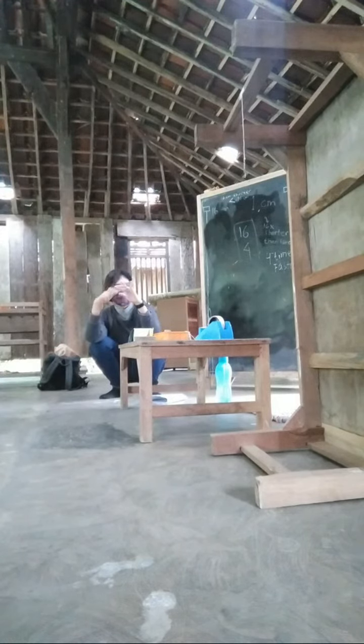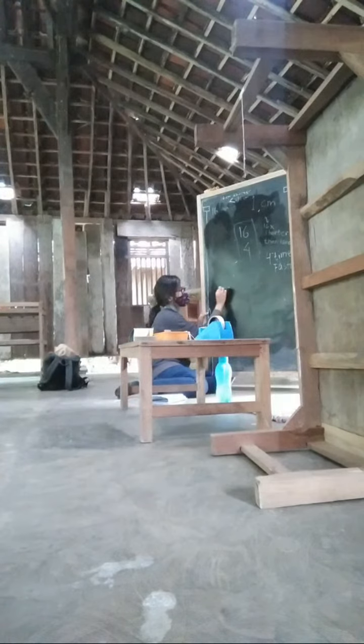72 times 4. 4 times 2 is 8, right? So I write 8 here. And then 7 times 4. So you times 4 with 2, 8. And 4 with 7.